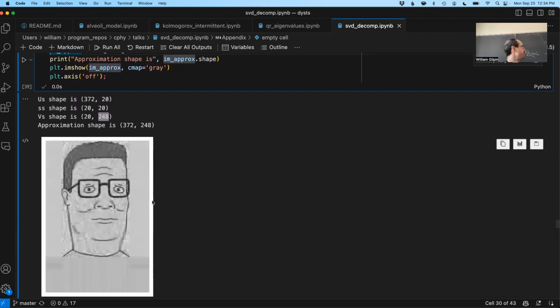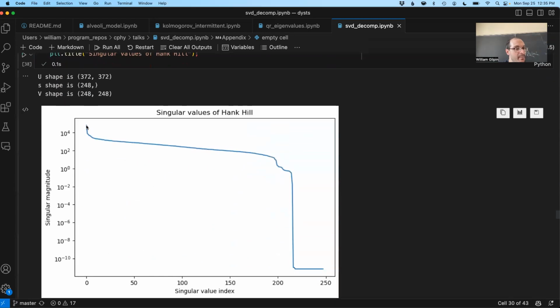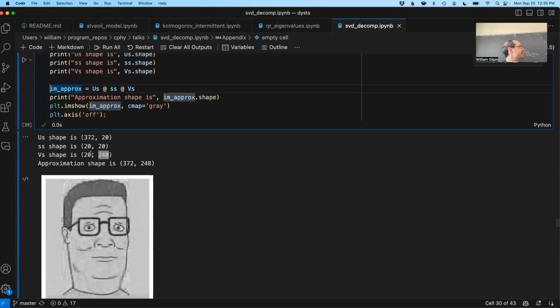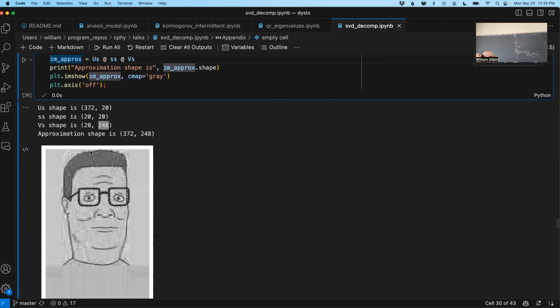So it captured most of the structure. We can recognize it as Hank Hill plus some grayscale terms. And that's because most of the information was stored in the first few singular values. This is nice because this is the whole idea, not just behind image compression, but behind dimensionality reduction in a lot of different contexts where it pops up, which is that in principle, I have this high dimensional matrix.